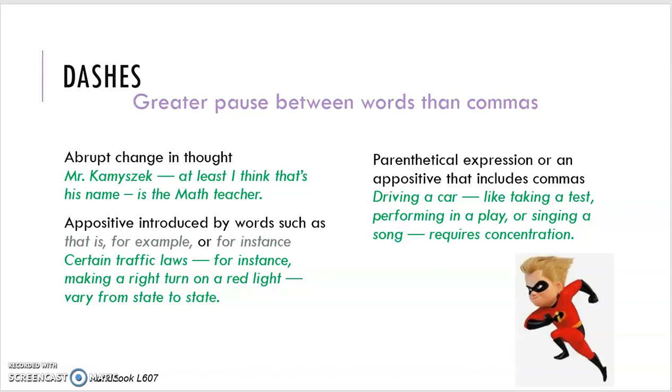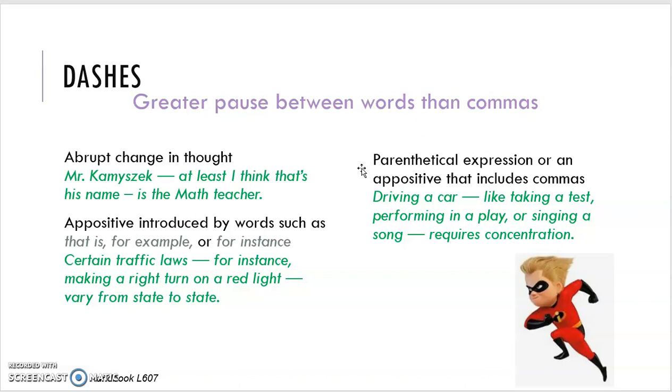So here's an example. Certain traffic laws, for instance, making a right turn on a red light, vary from state to state. So we could even just have said certain traffic laws vary from state to state and omit this whole portion. But since this is extra information, this appositive that we want to include, we're going to use the dash to set it off as well.